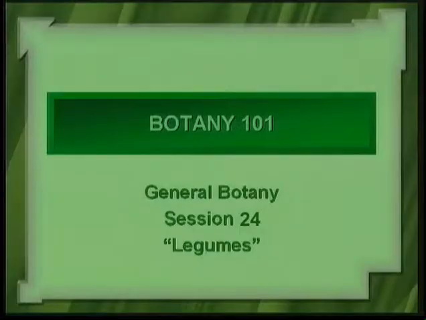Remember last time when we had our lecture, we talked about the grasses, right? Well, today we're going to talk about some plants that are complementary to the grasses. So, we're going to be doing the legumes.